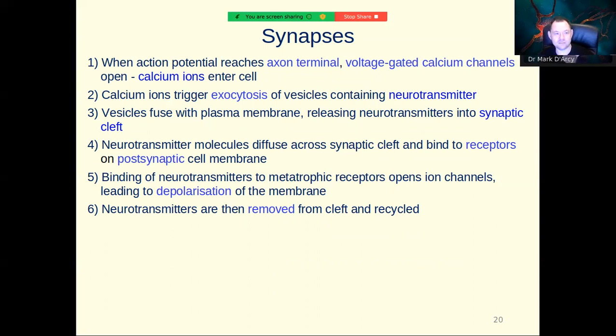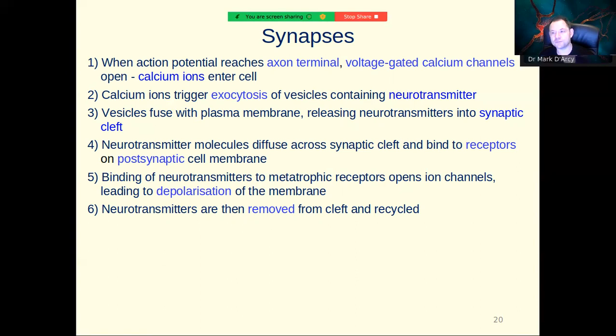So at synapses, when an action potential reaches the axon terminal, voltage-gated calcium channels open. Calcium ions then enter the cell. Calcium ions then trigger exocytosis. This means the release of chemicals from the cell. Exocytosis specifically involves vesicles containing neurotransmitter. The vesicles fuse with the plasma membrane of the neuron, releasing neurotransmitters into the synaptic cleft. Neurotransmitter molecules diffuse across the synaptic cleft and bind to receptors on the postsynaptic cell membrane. Binding of neurotransmitters to, for example, metabotropic receptors opens ion channels, leading to depolarization of the membrane. Therefore, the next neuron fires.